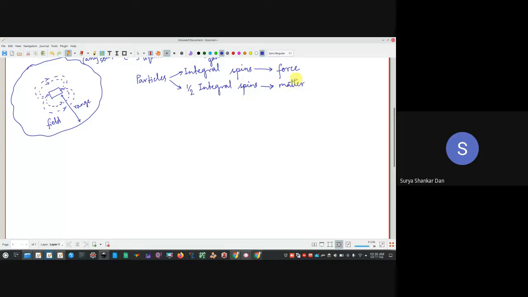That means throughout this whole universe, not just in atoms, everything in the universe, whatever you see, whenever you see solid matter, not just solid, liquid, matter in itself, atoms and molecules, they are composed of half integral spin particles. Whereas any force which you see is also produced by particles. However, they are having integral spins. Now, let us understand the meaning of the spins over here.